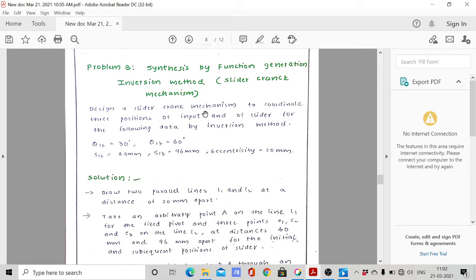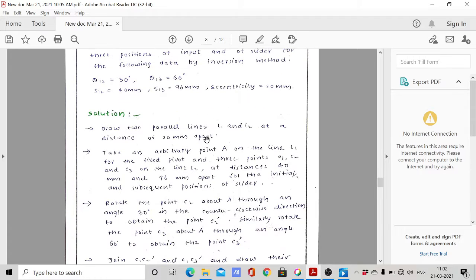Design a slider crank mechanism to coordinate 3 positions of input and of slider for the following data by inversion method. See, these angles 30 degrees and 60 degrees are given for the input link, and these lengths 40 mm and 96 mm and an eccentricity of 20 mm are for the position related to the slider. Let's go through the solution.